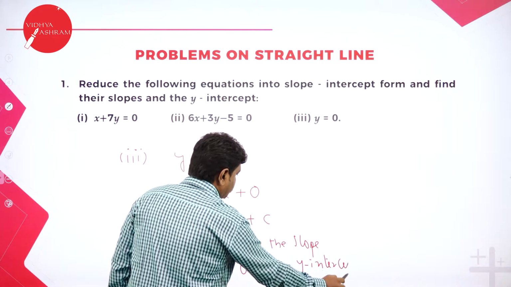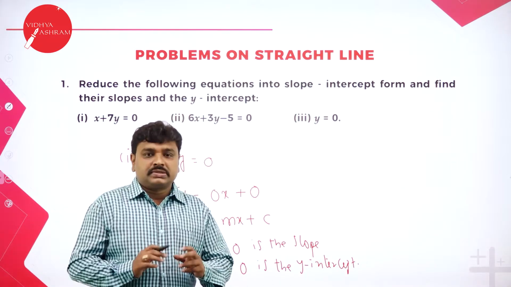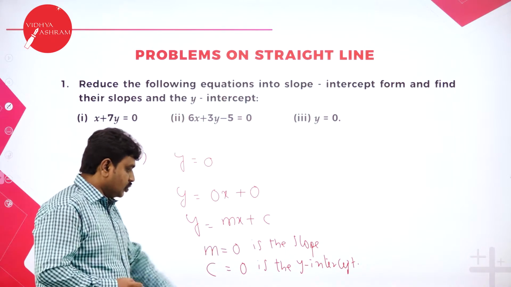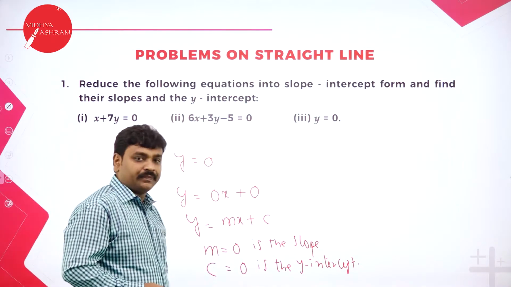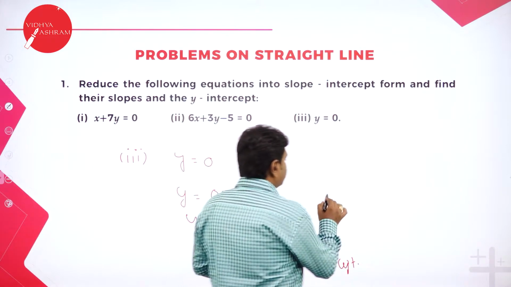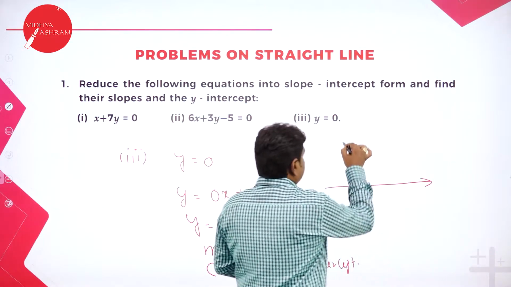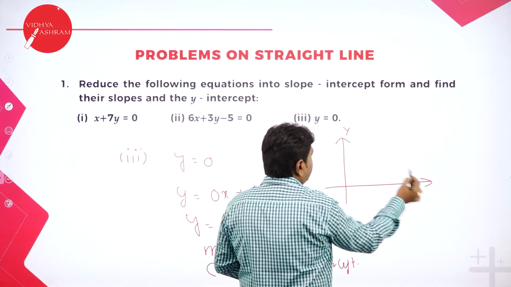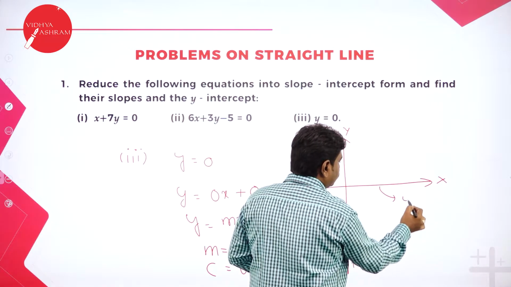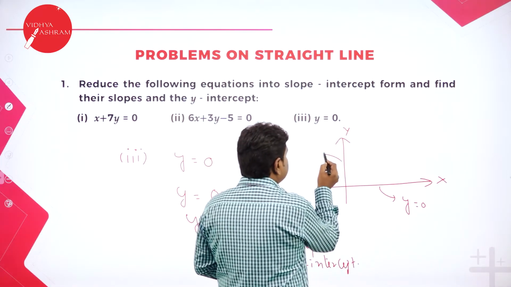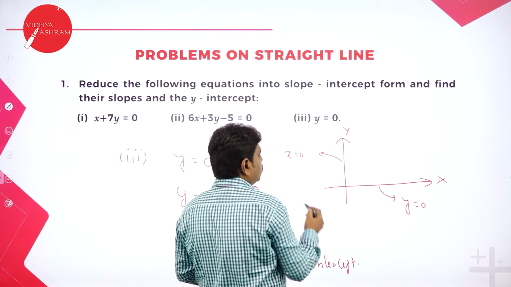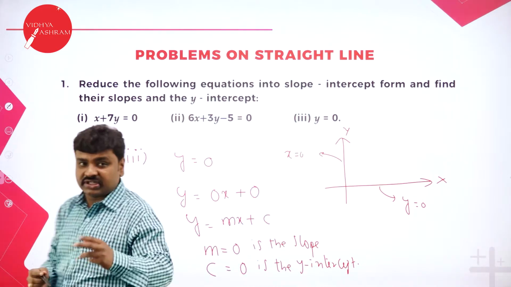Now coming to the point, this is the format. So m is the slope, the y-intercept is 0, and y is equal to 0 represents the x-axis. And very important, this is the y-axis and this is the x-axis. The x-axis is also called y is equal to 0, and the y-axis is also called x is equal to 0. Now we'll go to the next format.